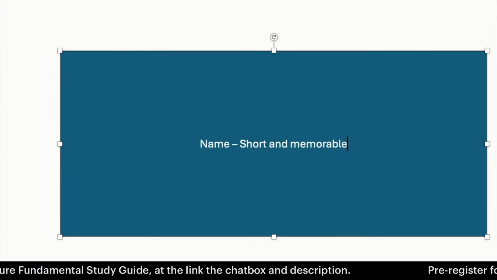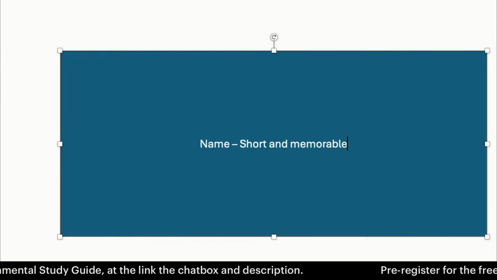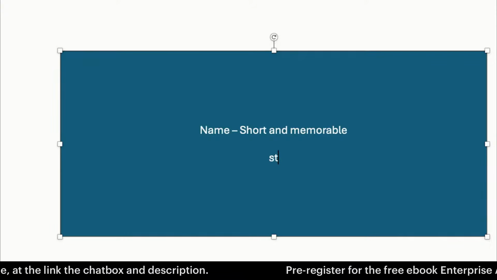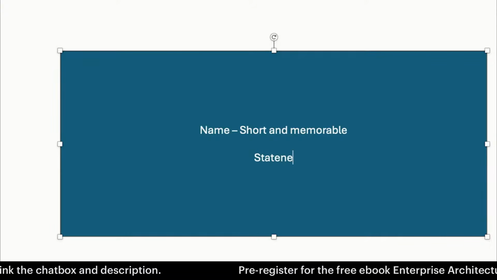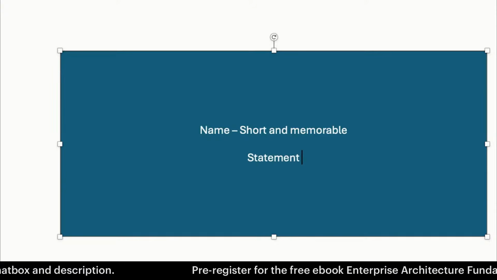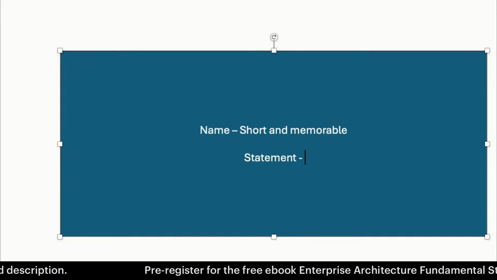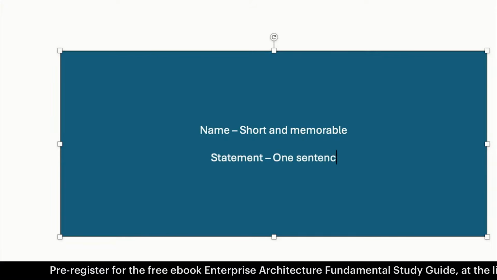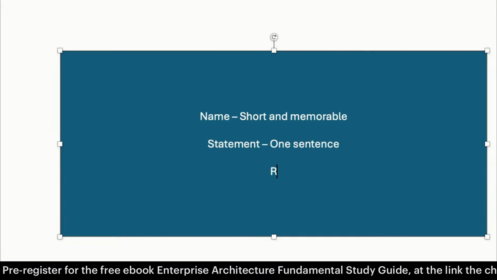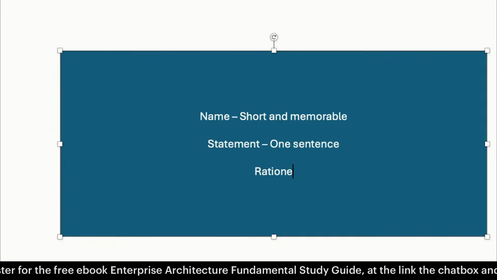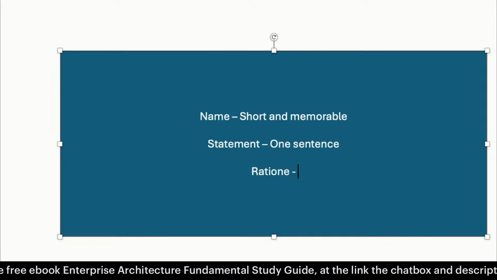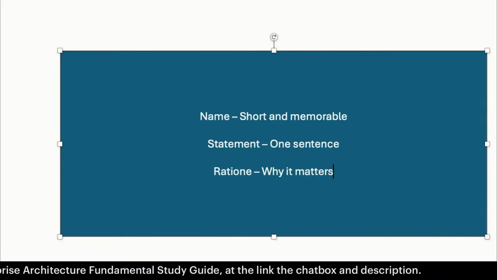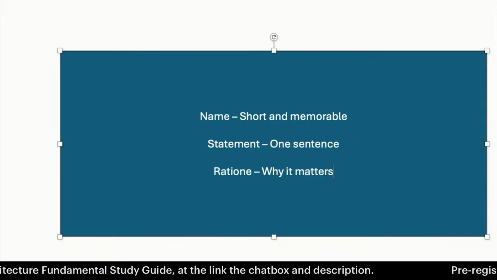Now, we typically will have a statement, which is a one-sentence rule, and we've gone through some of them. So there's a statement, and we keep that to one sentence. Then the rationale, which is why are we doing this? Why it matters. And what are the implications of this?